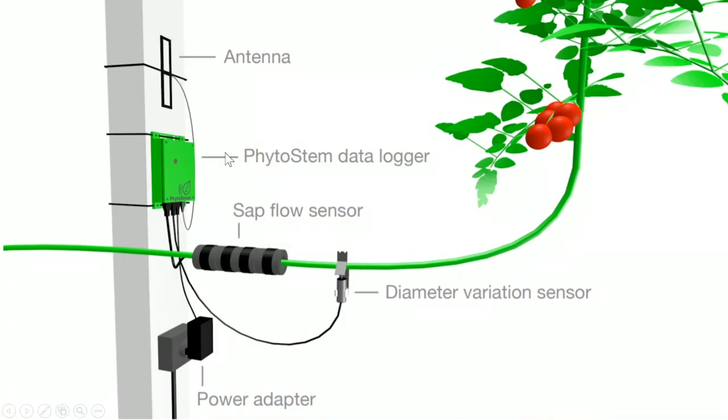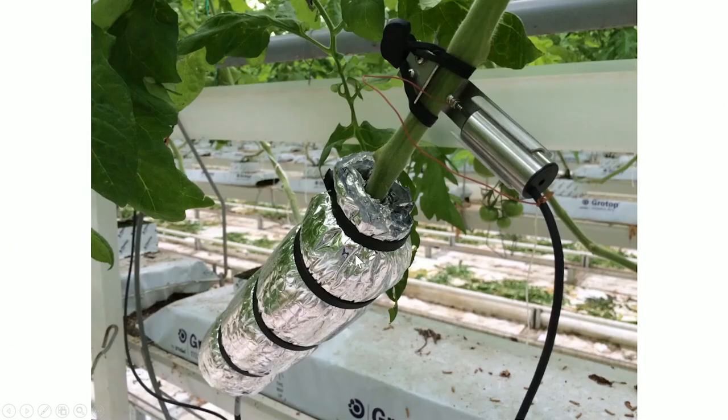This is a more practical example of the logger installed at the pole and with the sensors around the plant. Here you can see a system in practice. As I said before, the sap flow sensor is very well insulated just because we need to keep the heat inside, but also keep the exterior heat outside for the most accurate measurements. So there's no interference with outside climate conditions.